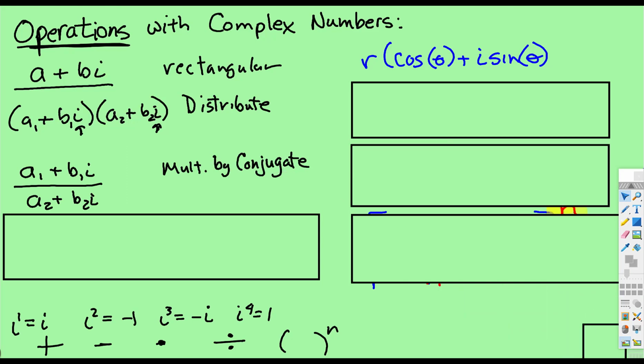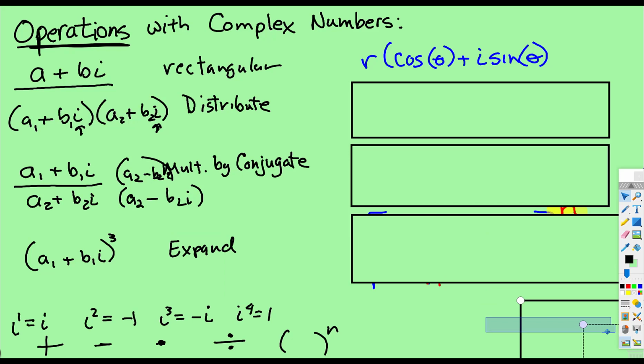And for division, remember when you're dividing imaginary numbers, you have to multiply by the conjugate. So this would be a2 subtract b2i. And you would multiply both the numerator and the denominator by that. And then you would simplify. And for raising a complex number to a power, you would just expand.